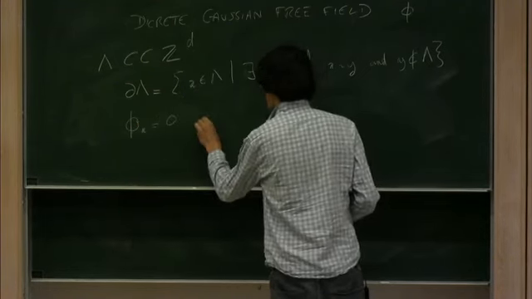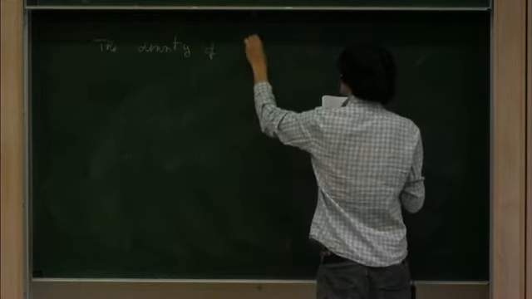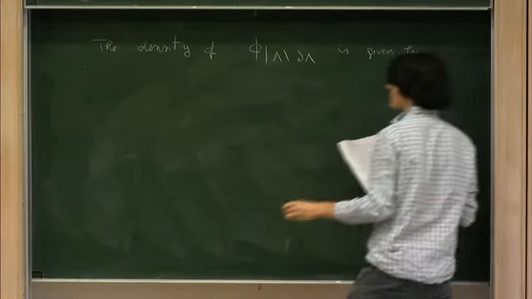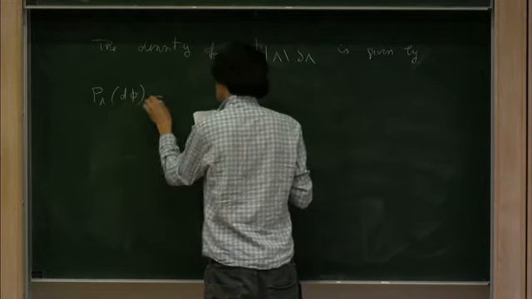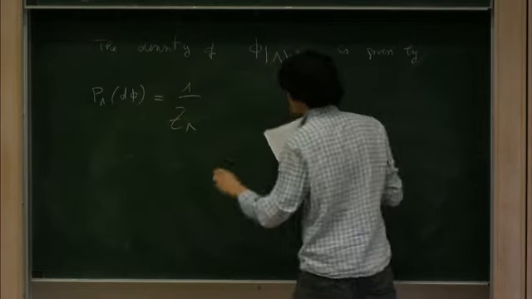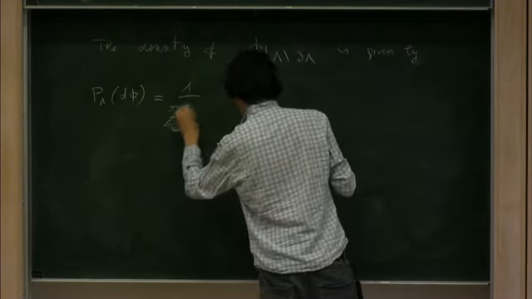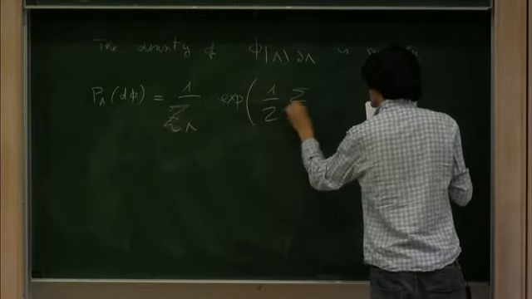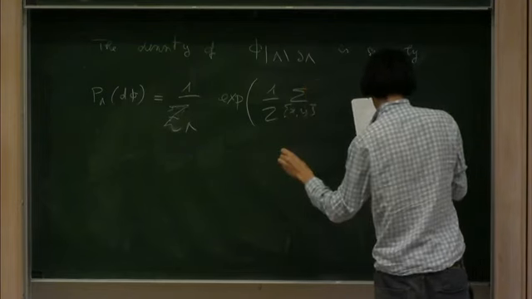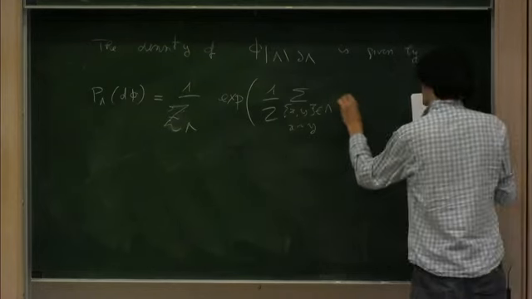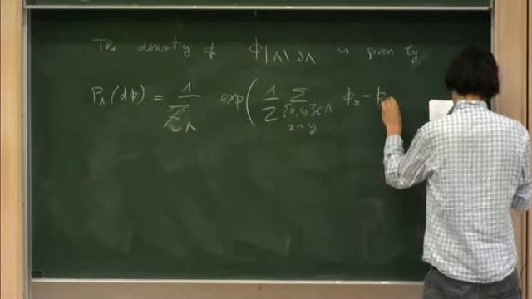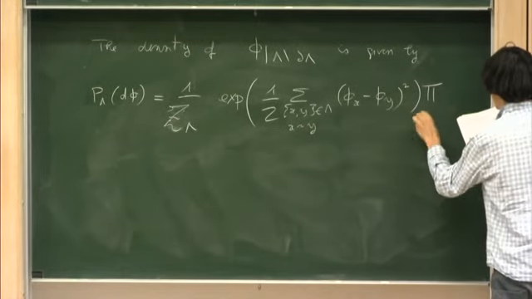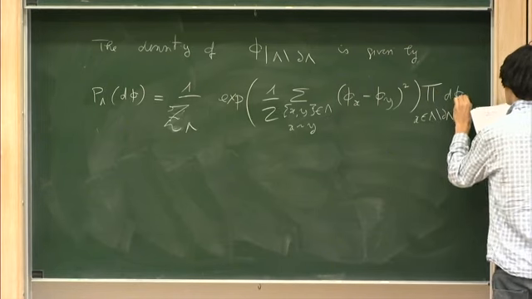the density of phi restricted to the inside of the box is given by P gamma d phi. It's equal to a normalizing term, which I call the partition function, and the density is the exponential of minus the sum over all edges in gamma of the square of the difference of phi. And this is the density with respect to the product Lebesgue measure. So this is how I write it.